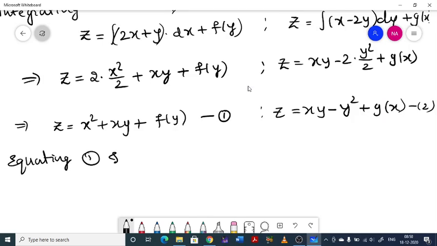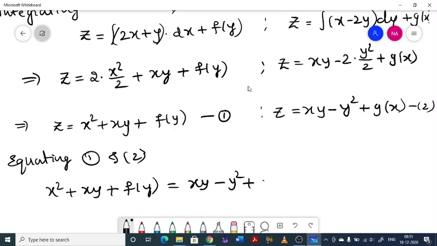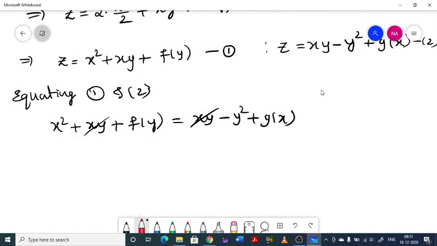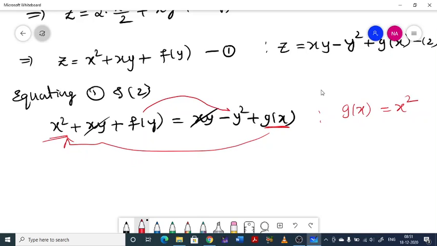Now equation 1 and 2 left hand sides are same, so equating 1 and 2, I'll get x square plus xy plus f of y equal to xy minus y square plus g of x. So xy cancels, and here you have x square and here you have g of x. G of x represents a term which contains only x, so you can equate these two. By comparison, g of x you can take as x square. Similarly here you have f of y, here you have minus y square.